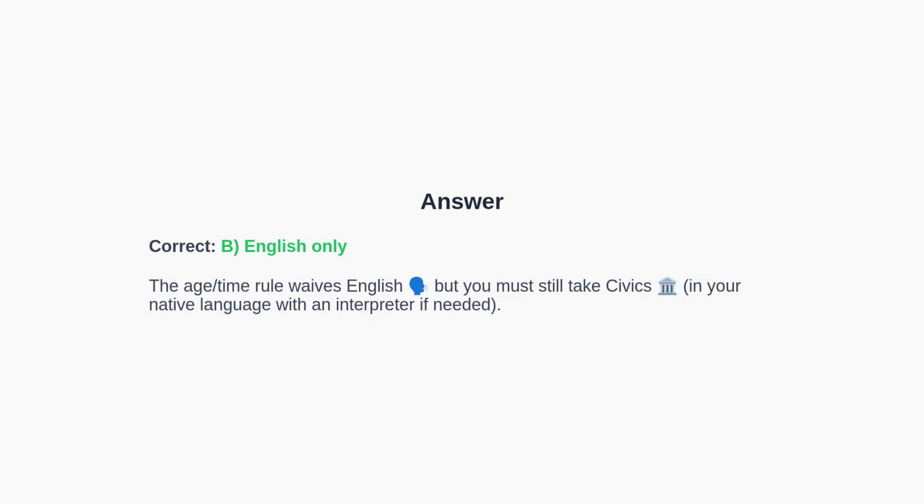The correct answer is B. English only. The 50/20 or 55/15 rule exempts the English requirement but not the civics test. You may take the civics test in your native language with an interpreter if you qualify under this rule.